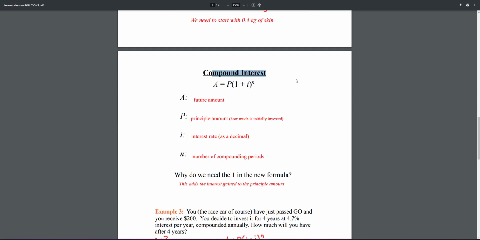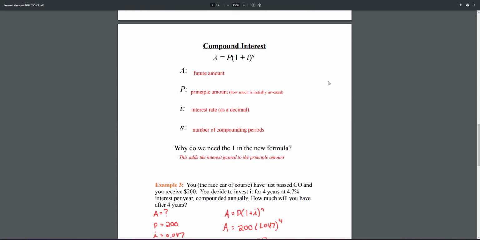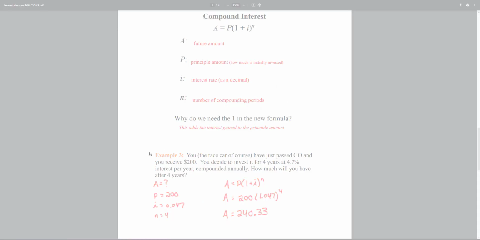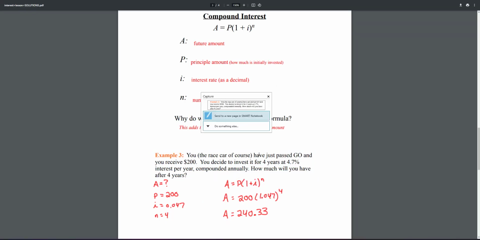Let's do compound interest. I don't think we went over compound interest yet. So let's do a compound interest formula. And then we're out of time.